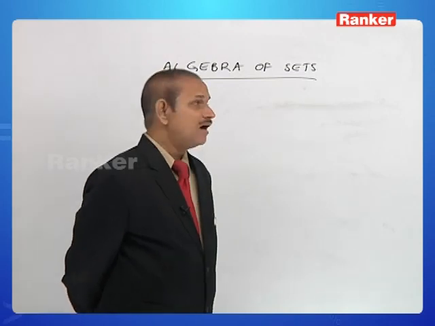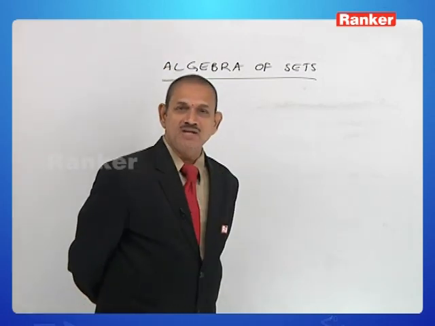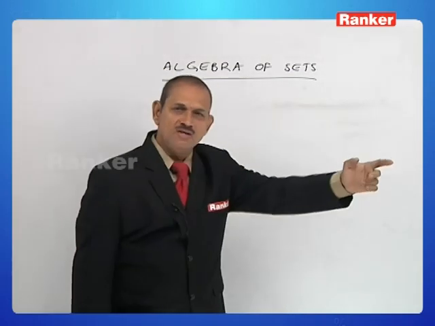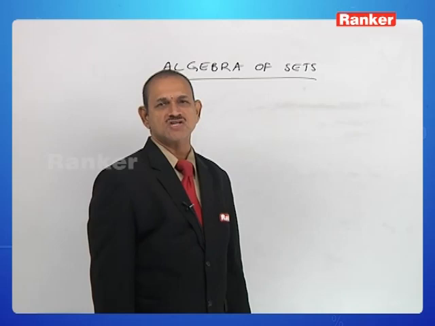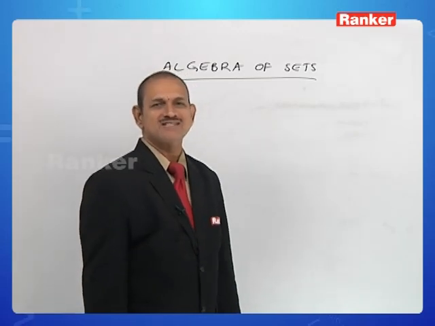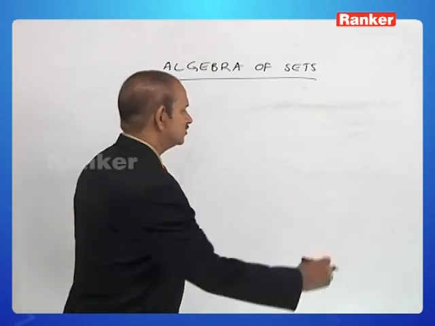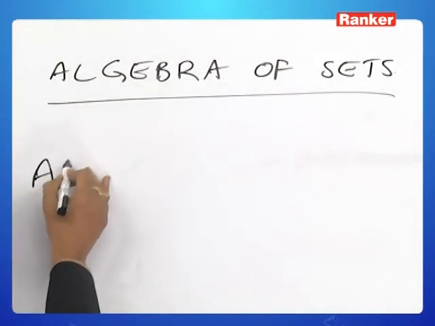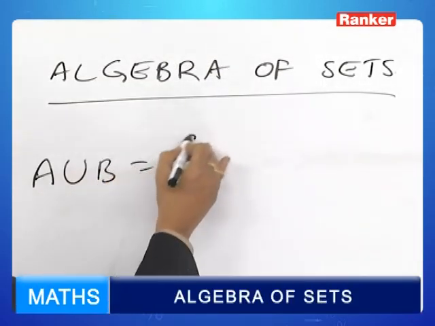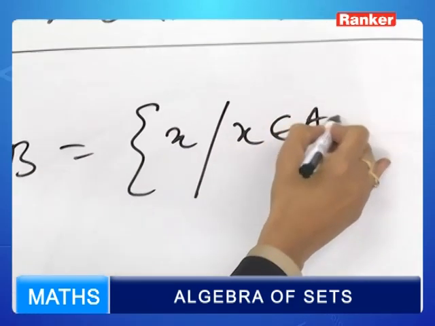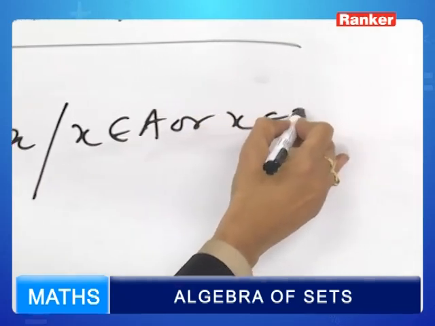Of course, here we are ready to deal with the heading Algebra of sets, the branch of mathematics which deals with all operations on sets. How many operations are there? They're very familiar. First of all, union of sets, A union B. What is this? Set of all x's such that x belongs to A or x belongs to B.